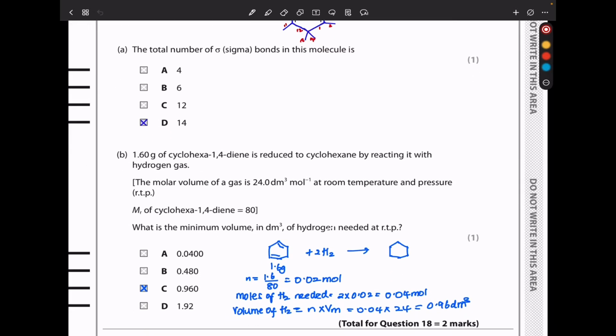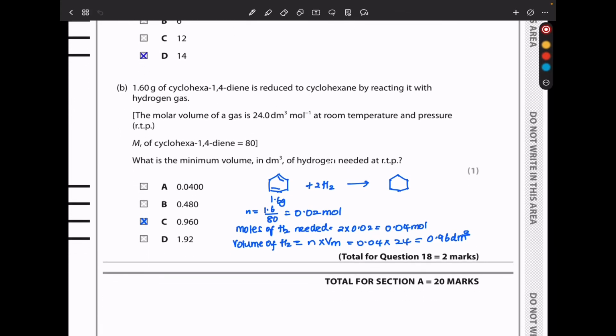In part B, 1.6 grams of cyclohexa-1,4-diene is reduced to cyclohexane by reacting it with hydrogen gas. The molar volume of gas is 24 decimeters cubed per mole at room temperature and pressure. They've given us the Mr, which is 80, and they say what is the minimum volume in decimeters cubed of hydrogen needed at room temperature and pressure.